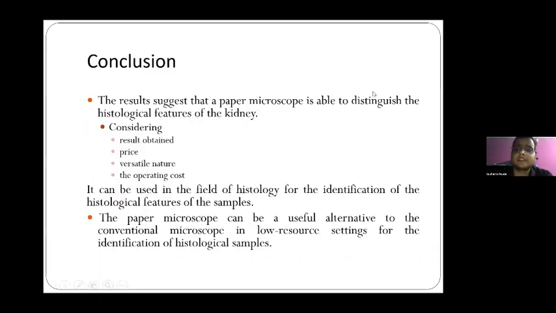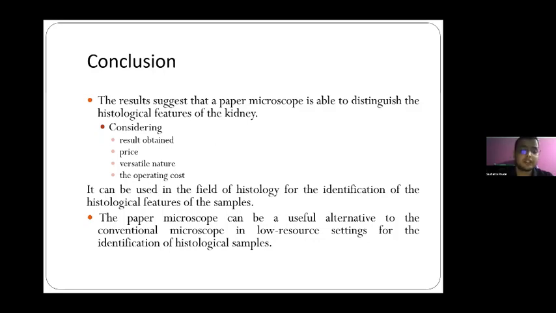Talking about the conclusion of my study, what we can infer is that the results suggested that the paper microscope is able to distinguish the histological features of the kidney. When we observe the slides of the kidney under the paper microscope, we are able to distinguish that this is kidney. Considering the price, it is only a $1 microscope. Considering the results obtained, the price, and the versatility, we are able to make various kinds of observations using the same paper microscope. And we don't need an operating cost; we don't require electricity or any other conventional equipment, so we can make observations without any cost.